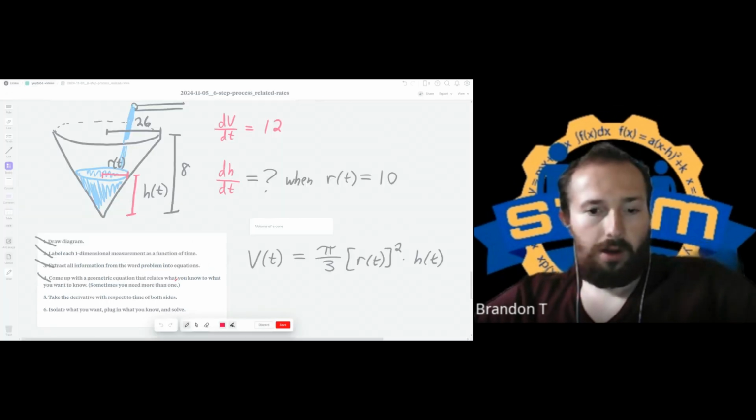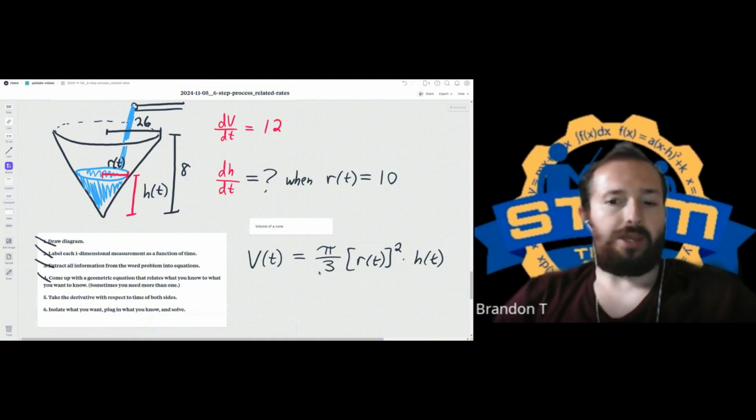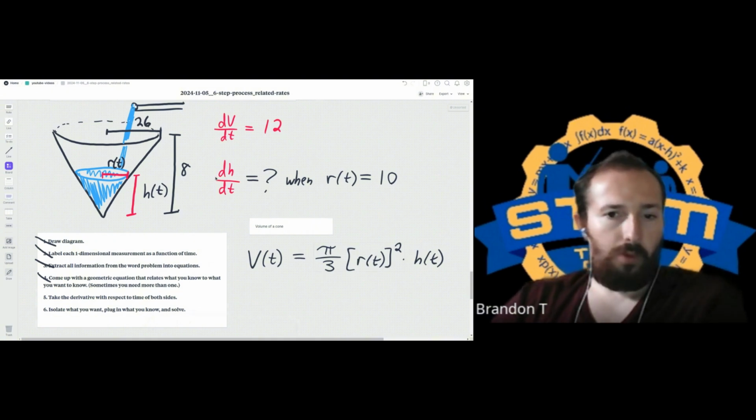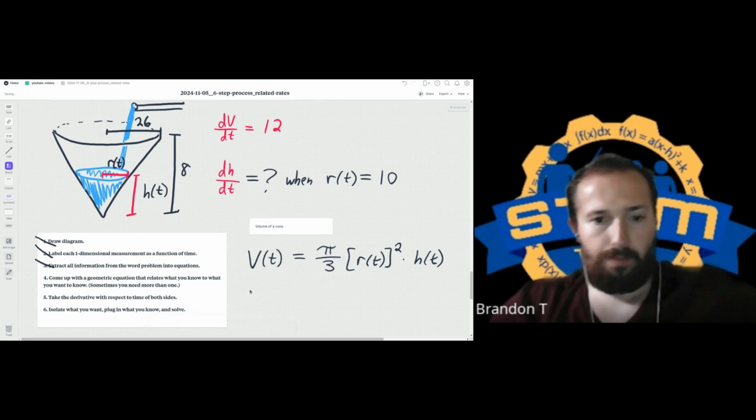This is where this sometimes comes into play. Sometimes you need more than one geometry equation to get rid of some of the variables in your equation so that you can actually solve it. So here, what we want in our equation is dh dt. So if we're going to take the derivative in step 5, let me back up a bit. We're not done with step 4, I guess, is the punchline here.